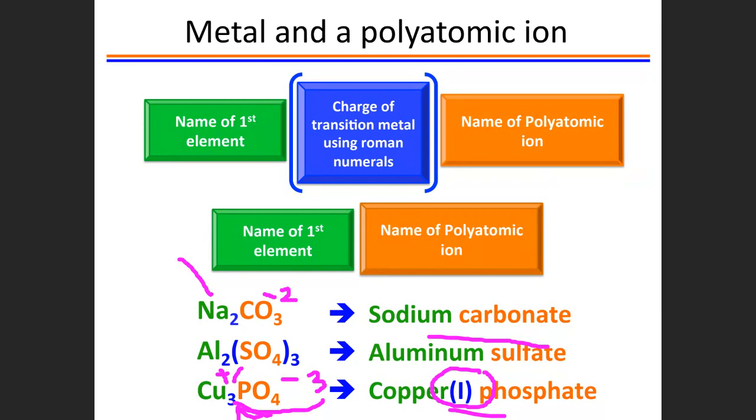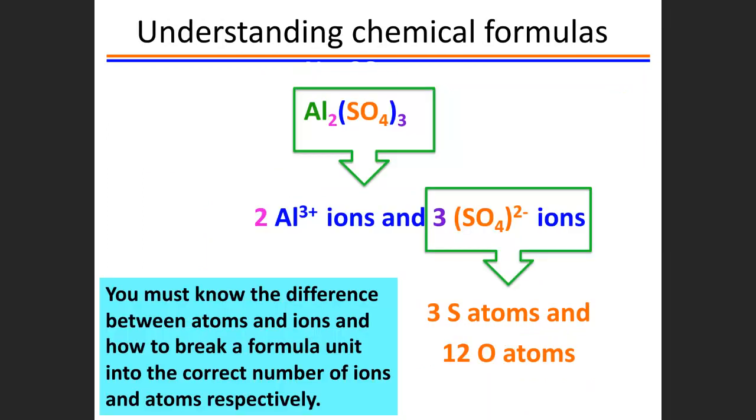Aluminium sulfate. Here, aluminium charge is +3 and sulfate is -2. That's why we write it like that, aluminium sulfate. But remember that if this is a transition metal, then we must mention the Roman numeral. And transition metals are not so many: copper, iron, lead, and maybe 2 or 3 more. You will be able to know when you look into it.